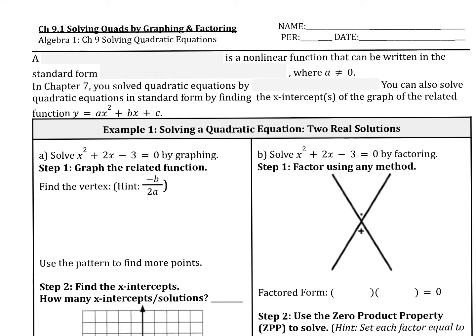Chapter 9.1 Solving Quadratics by Graphing and Factoring. A quadratic equation is a nonlinear function that can be written in the standard form y equals ax squared plus bx plus c. In Chapter 7, you solved quadratic equations by factoring. You can also solve quadratic equations in standard form by finding the x-intercepts of the graph of the related function y equals ax squared plus bx plus c.